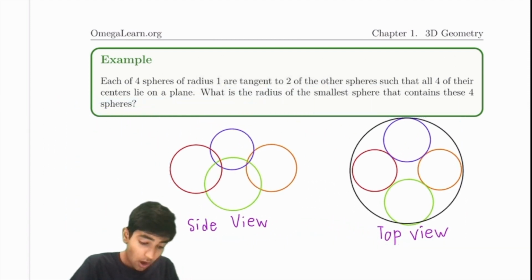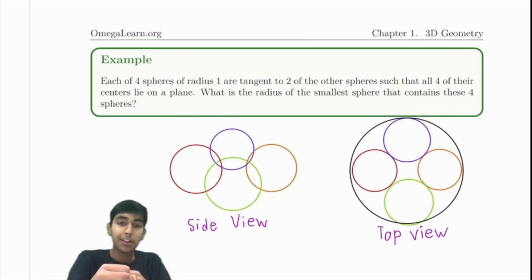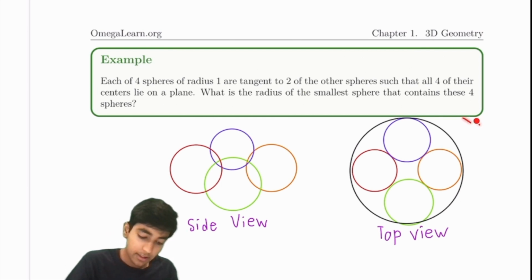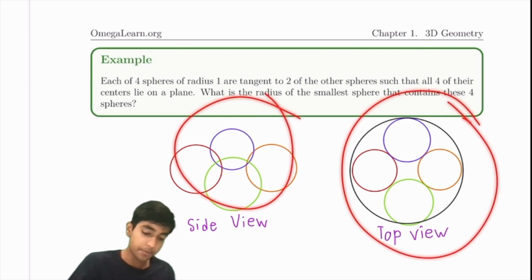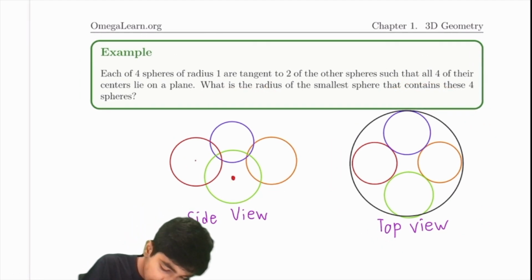Okay. Each of 4 spheres of radius 1 are tangent to 2 of the other spheres, such that all 4 of their centers lie in a plane. So if you can imagine, if you have a table, and then you place 4 spheres that are all next to each other in a square-like pattern. So 2, 2. And as you can see, this is a top view, and this is a side view. So all of the centers lie on a plane. That basically means that it's going to be flat. So it's something like this.